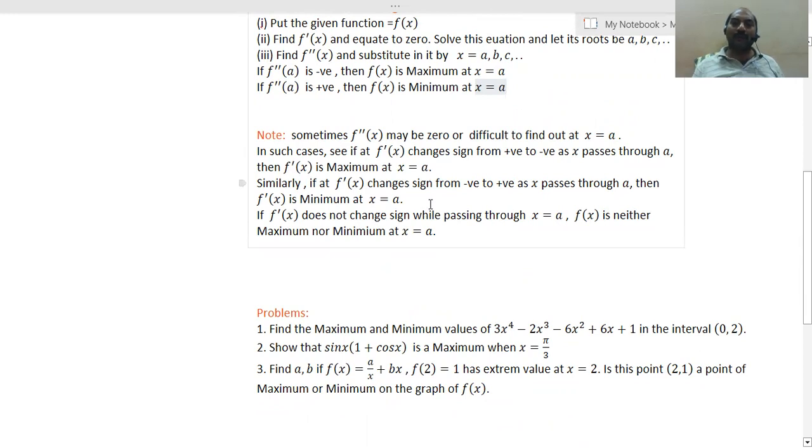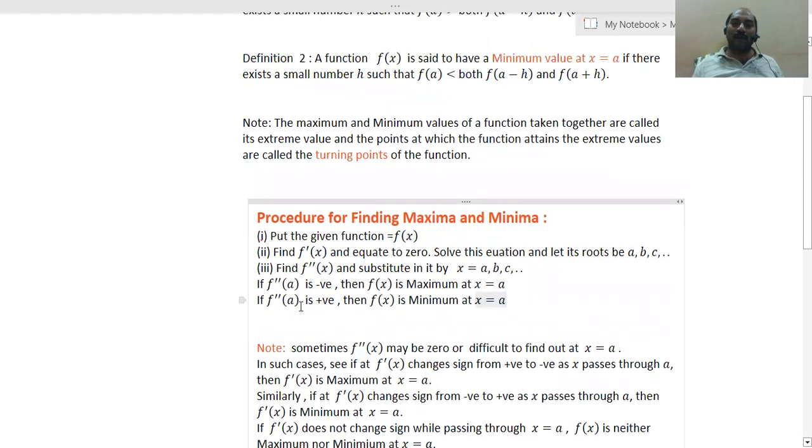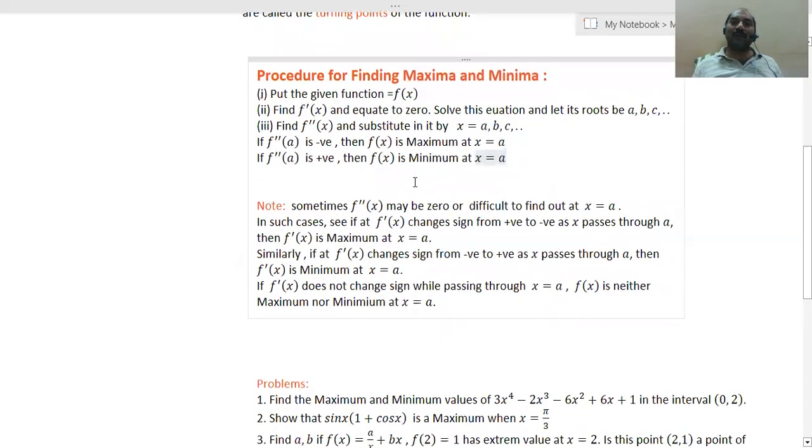I will explain to you. Further investigation is required means by the graph only we can understand whether it has a maxima or minima. If these conditions fail, that means after observing f double dash a, it may be greater than 0 or less than 0. Sometimes it may be equal to 0. At that time we can't say anything. At that time further investigation is required. Further investigation means by the nature of the graph we can decide whether it has a maxima or minima. Sometimes it may not have a maxima or minima also. Based on the graph nature, we can decide.